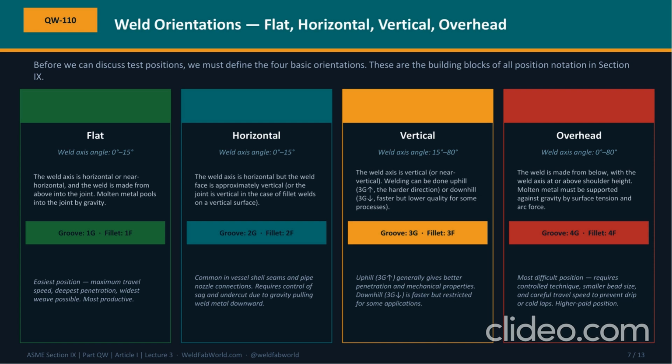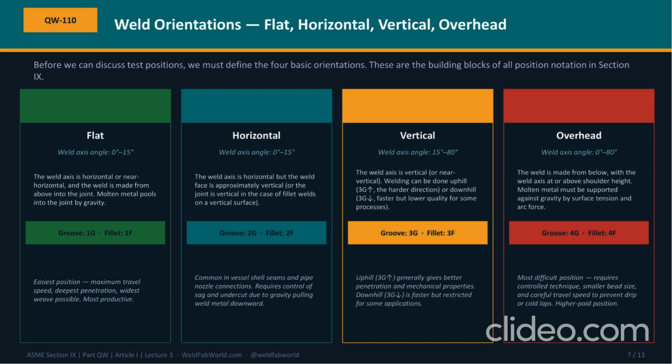Vertical, designation V. The weld axis is vertical or near vertical, between 15 and 80 degrees from horizontal. Welding can be done uphill or downhill. Uphill vertical is 3G ascending, written 3G up pointing arrow. Downhill vertical is 3G down pointing arrow. For fillet welds, 3F.